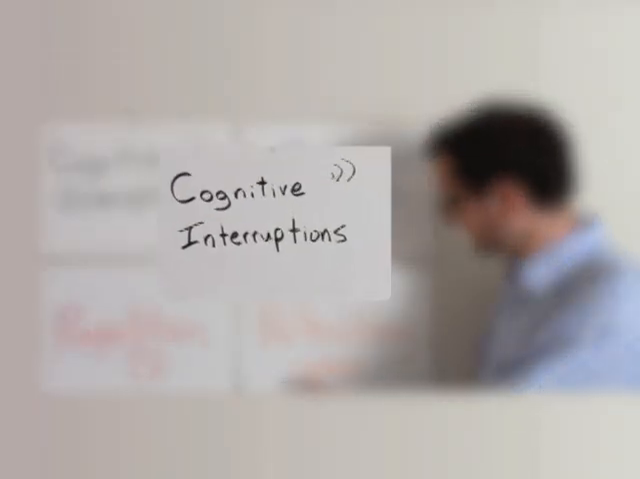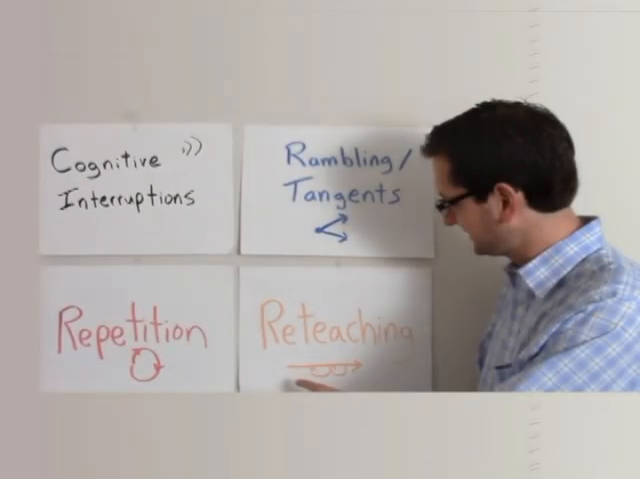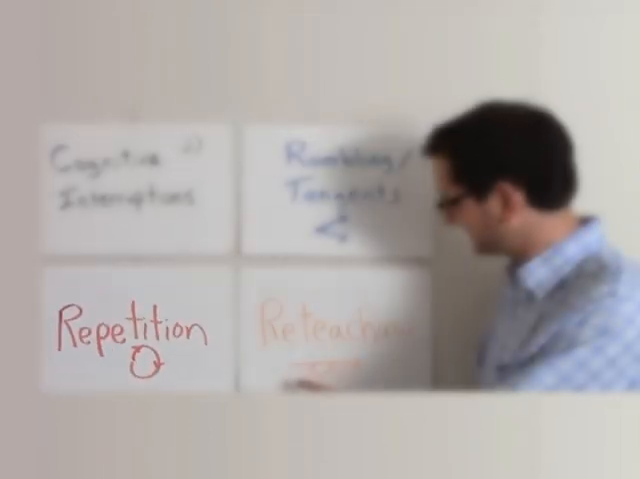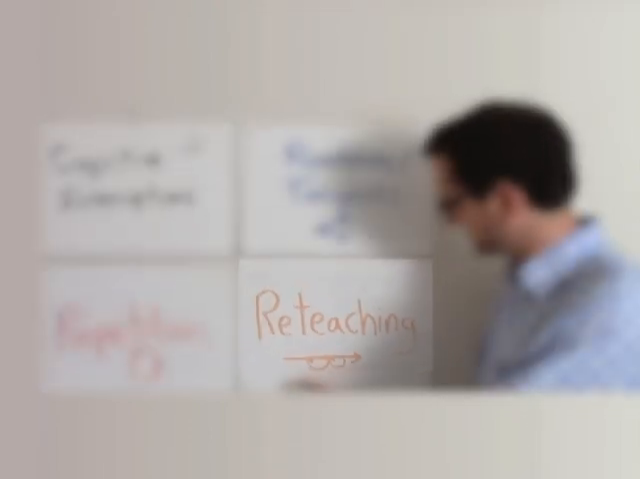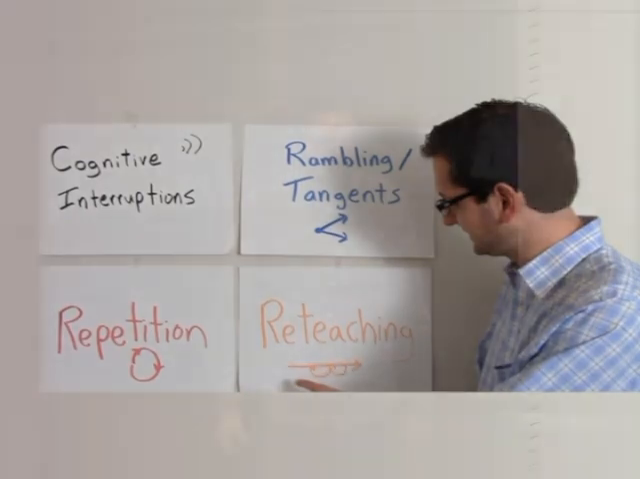What I experienced, and the four things that slow down live lecture from the teachers, professors, and instructors we've worked with. The main one is cognitive interruptions. We've got rambling and tangents. We've got repetition and reteaching. I want to mainly focus on the cognitive interruptions.